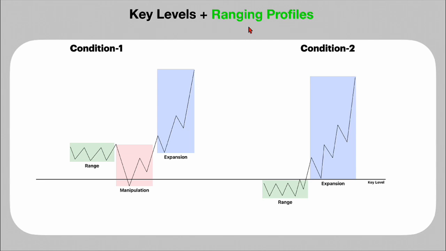The first combination we're looking at is when a ranging market profile aligns with key levels. Keep in mind that this line here represents key levels on the higher time frame. When you see this line, it's indicating a high time frame key level. There are only two possible outcomes with this combination.